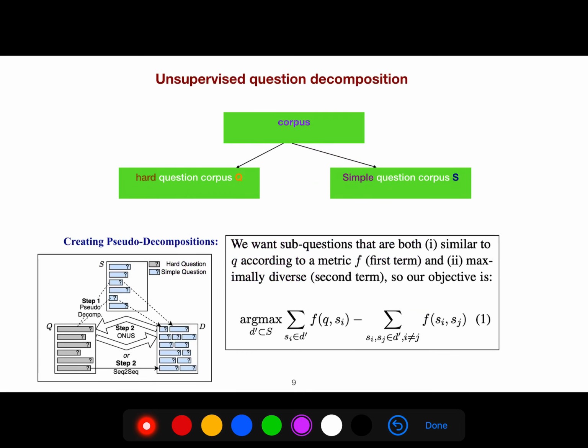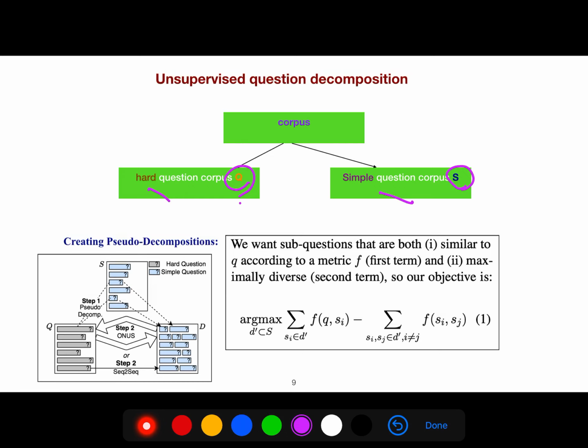So we divide or separate the corpus into 2 corpuses. The first one is the hard question corpus, called Q. The other one is the simple question corpus, called S. So this is single-hop, this is multi-hop. And as I said, the first pseudo decomposition is easy.